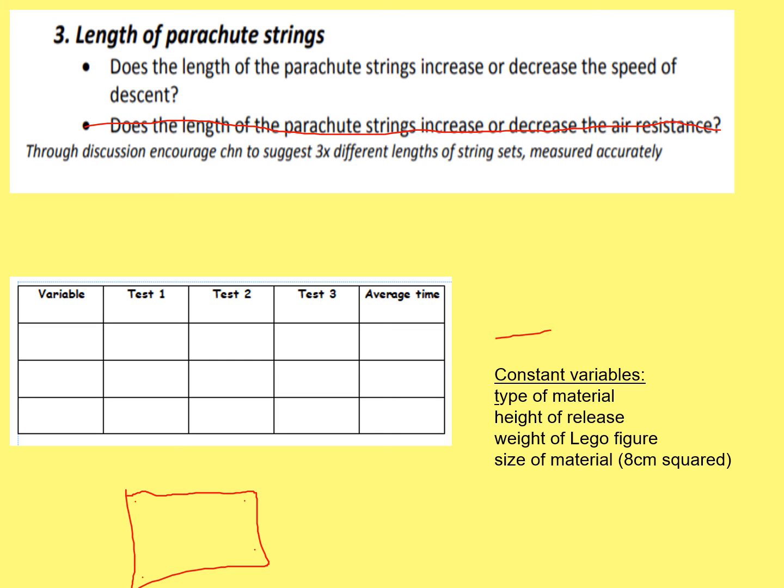Again, the constant variables stay the same. This time I've got the type of material is the same, the height of the release, the weight of the Lego figure, and the size of the material is the same. The only variable that I'm changing is the length of the string this time.